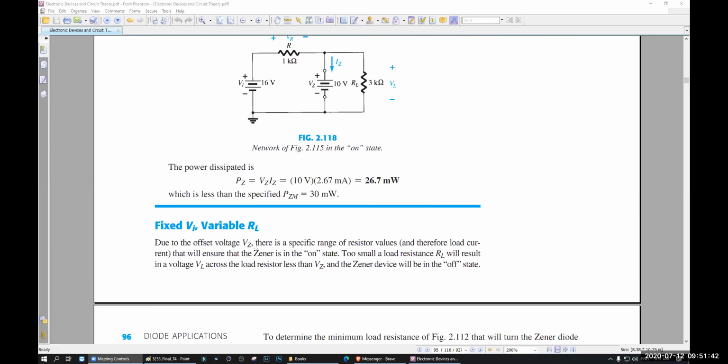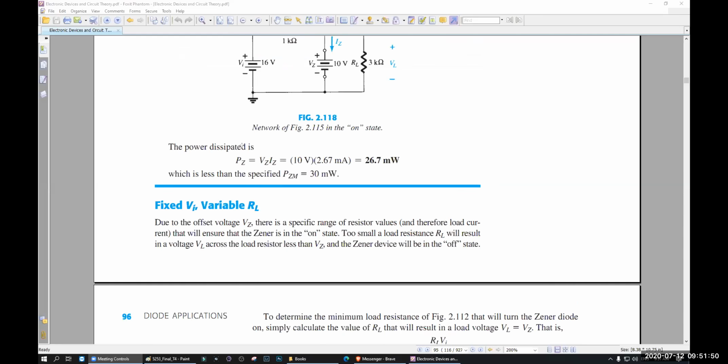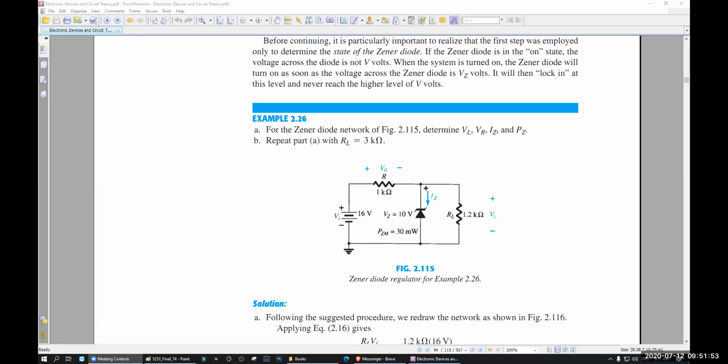Okay. Now let's go to the next math. This time we will have a fixed VI and variable RL. Which one is variable? Our RL will be variable. That means it has a maximum and minimum value. Everything else is fixed, only the RL is variable. RL variable means obviously it will have a maximum value and a minimum value.